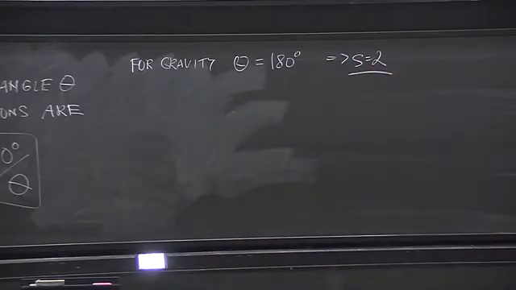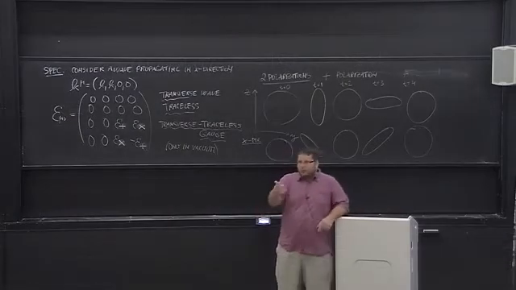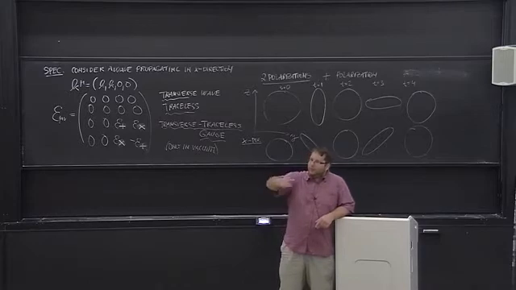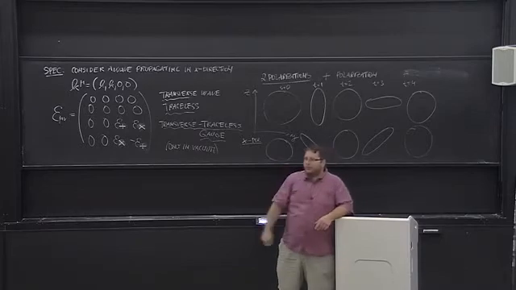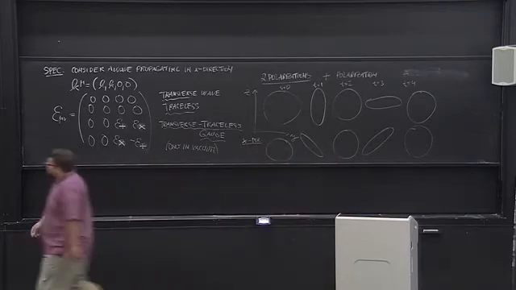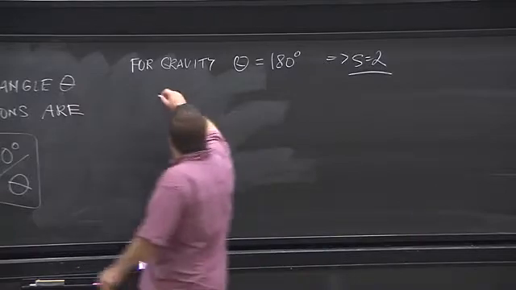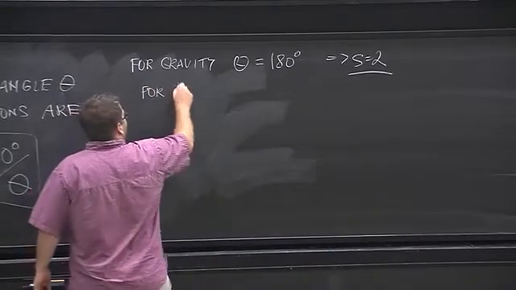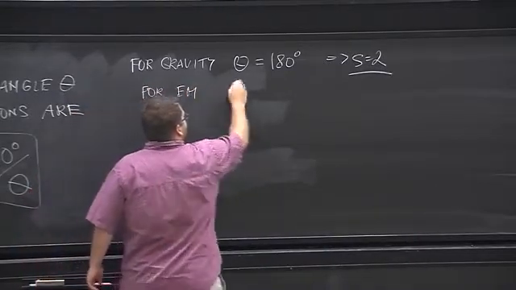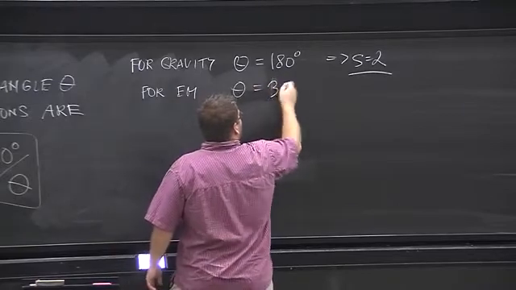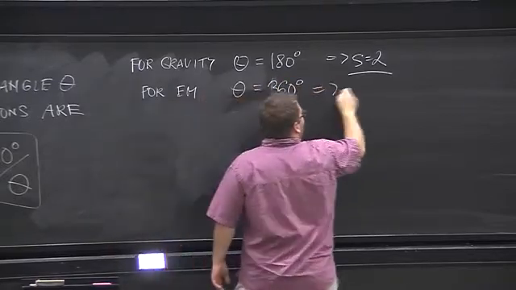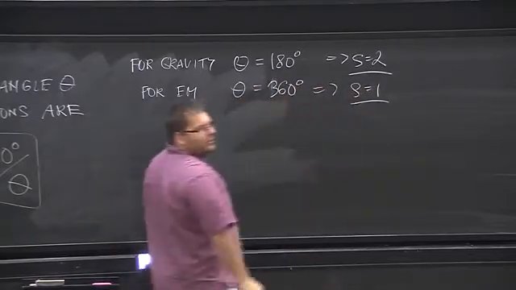On the other hand, if you had the electromagnetic polarization, you have to rotate the whole 360 degrees to get back to the same thing. For example, I have linear polarization. To get back, I need 360 degrees. So similarly, for electromagnetism, theta is actually the full 360 degrees. And then you will predict that electromagnetism has spin 1.